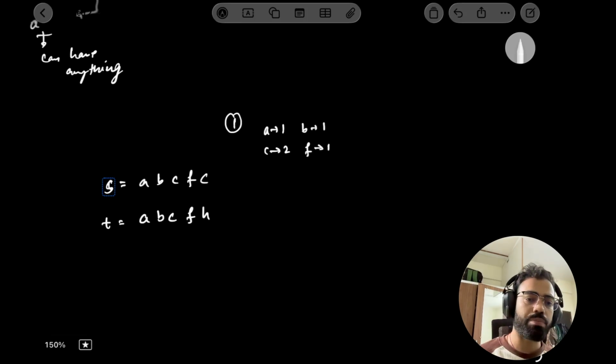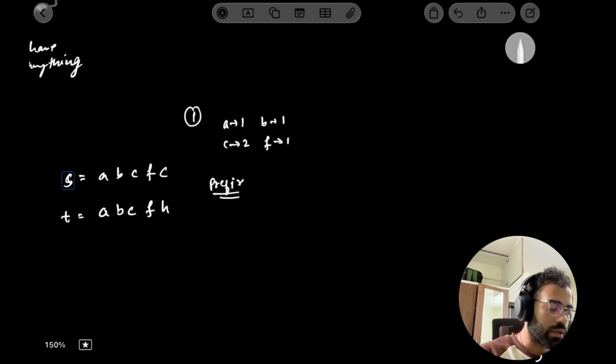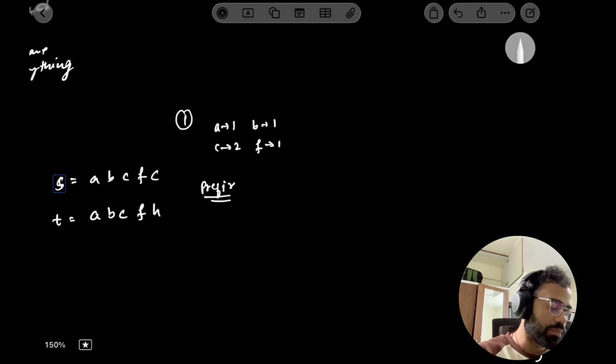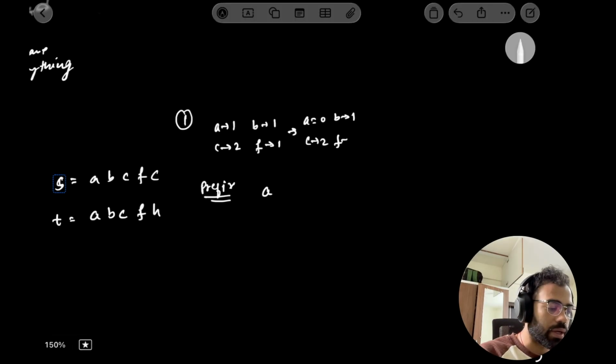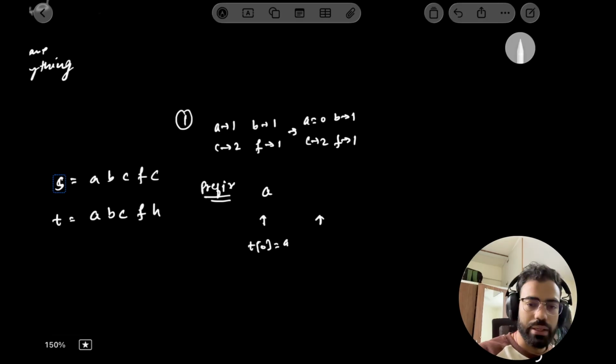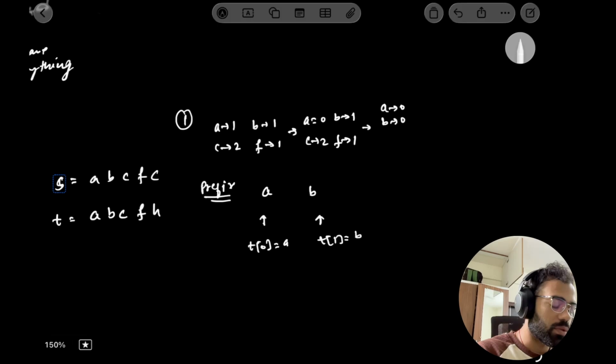Second, we have to match the prefix from the target now. Let's match the prefix. In our bucket, do we have A? Yes. So we'll take A, and now the count of A decreases: A0, B1, C2, and F1. Now the second position: T of 0 equals A. Now second is B, right? T of 1 equals B. Do we have B in our bucket? Yes, we have B. So we'll put our B here. So this becomes A0, B0, C2, and F1.